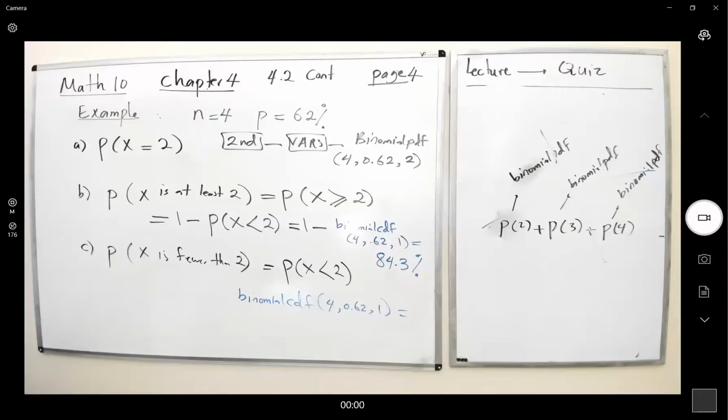Well, for part C, let's take a look at our emulator. What do we have? We have P of X less than 2. So it is actually second, vars. We have to find binomial CDF. Enter for 62% and X is equal to 1. So enter, enter. As you can see, we get 15.6%.